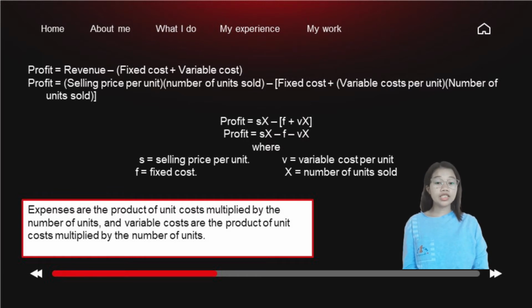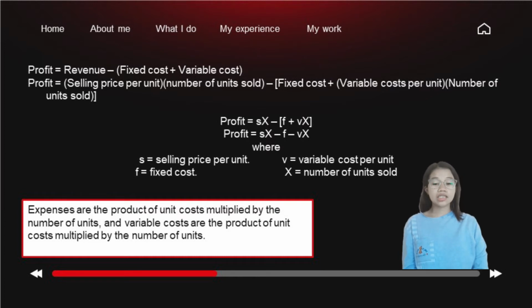Profit equals selling price per unit times the number of units sold, minus fixed cost added to the product of variable cost per unit and number of units sold. To help us easily remember the formula, profit equals Sx minus F minus Vx. So S equals the selling price per unit, F equals fixed cost, V equals variable cost per unit, and X equals number of units sold.